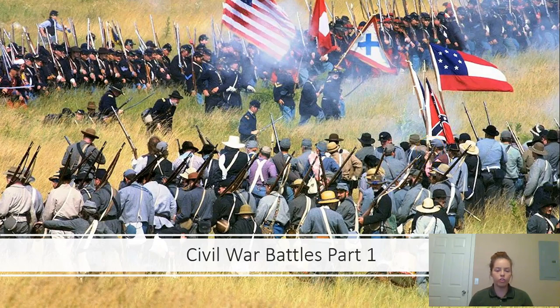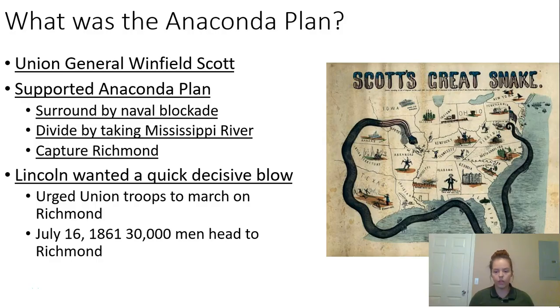All right, this lecture is going to get into the early battles of the Civil War. And so the first thing to talk about is the overall plan for the Union Army. So we've got General-in-Chief at the time, Winfield Scott. He creates the Anaconda Plan, which is a three-part plan. The first part of the plan is we want to surround the South by naval blockade. And in doing this, we're cutting off any potential trade that the South could have with Europe.